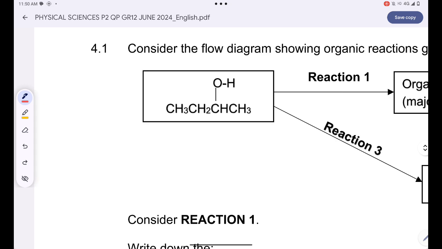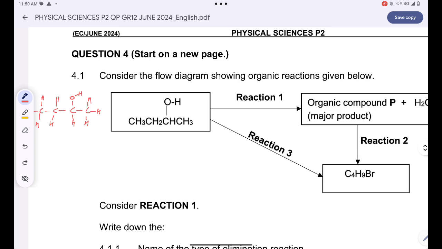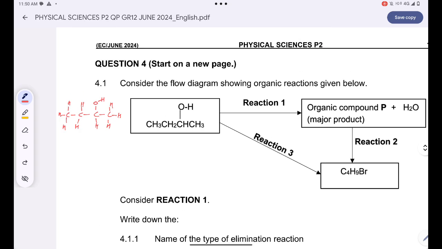1, 2, 3, 4. It's an alcohol that has 4 carbons on its parent chain, and then it has an OH group on carbon number 2. So the IUPAC name of this alcohol will simply be butan-2-ol. That will be the IUPAC name of this alcohol.